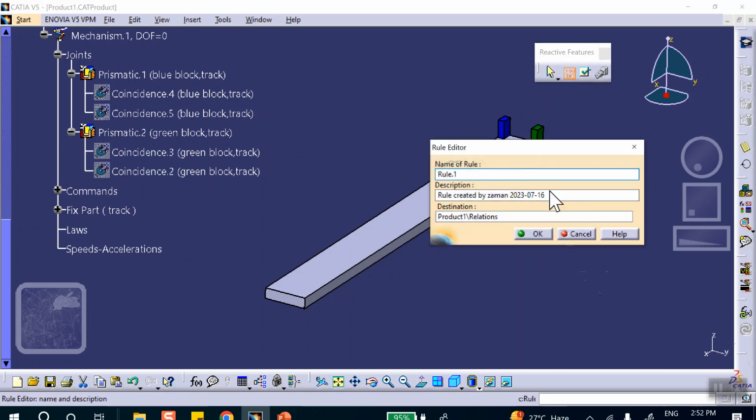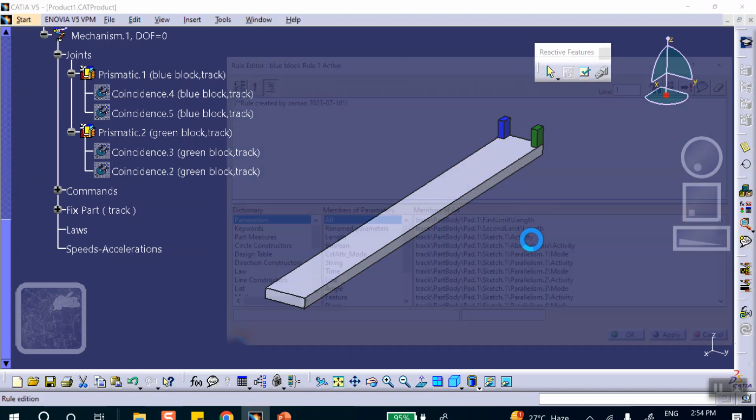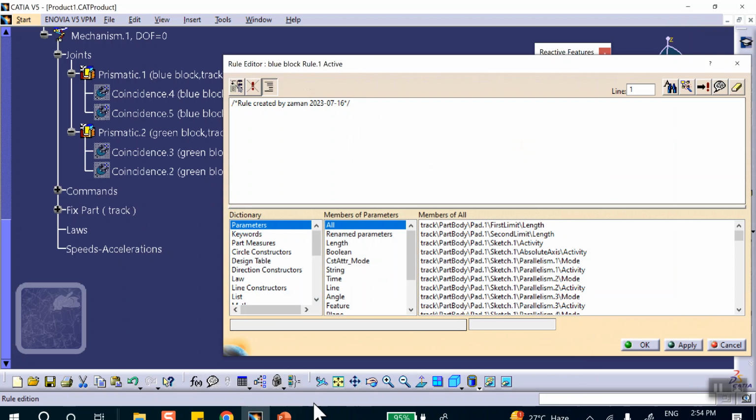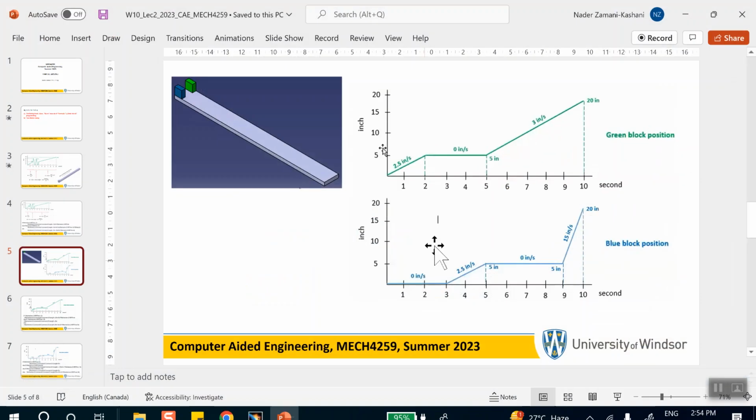So let me do this one for the blue one. Blue block. Now here's what we have to do. We have to go back and forth between this graph. Which one am I doing here? Am I doing the blue one? Yeah, blue one. So if time is less than 3, I don't want the blue block to move.